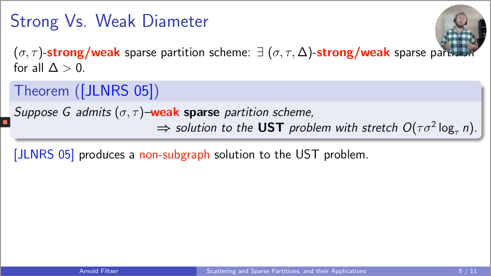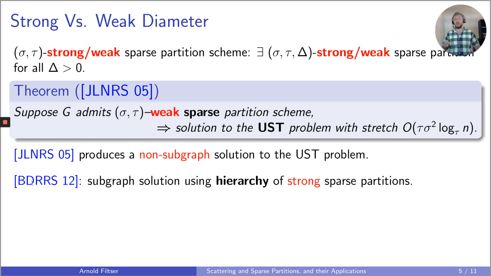So if you would like your tree to be a subgraph, it's possible using a result by Busch et al., who used some hierarchy of strong sparse partitions, but the results are much weaker, and actually there are some interesting questions here, which we unfortunately don't have the time to discuss.